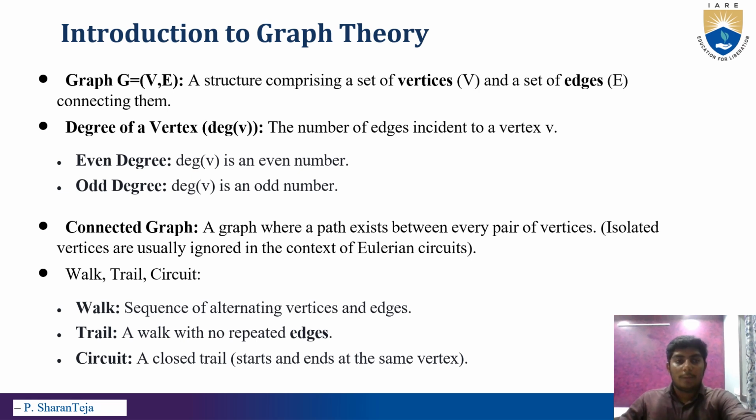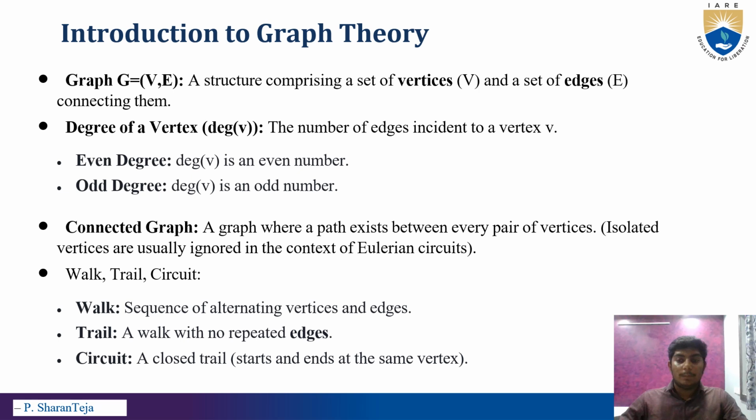Introduction to graph theory. Before we dive into the Eulerian graph, let's first understand what a graph is. A graph G is made up of a set of vertices. We can think of them as points, and a set of edges that connect those points. The degree of a vertex is simply the number of edges touching it. If that number is even, we call it an even degree vertex. If it is odd, we call it an odd degree vertex.